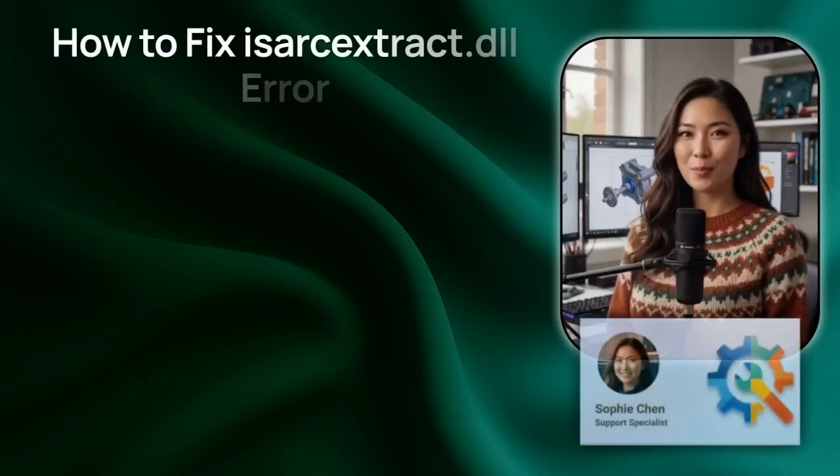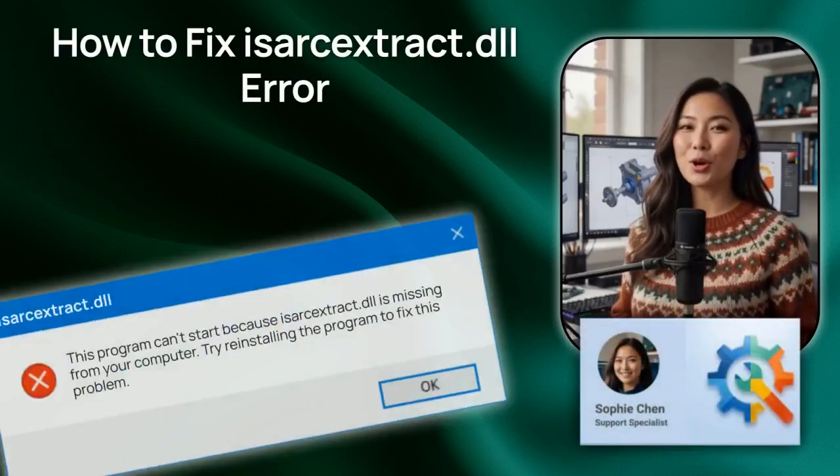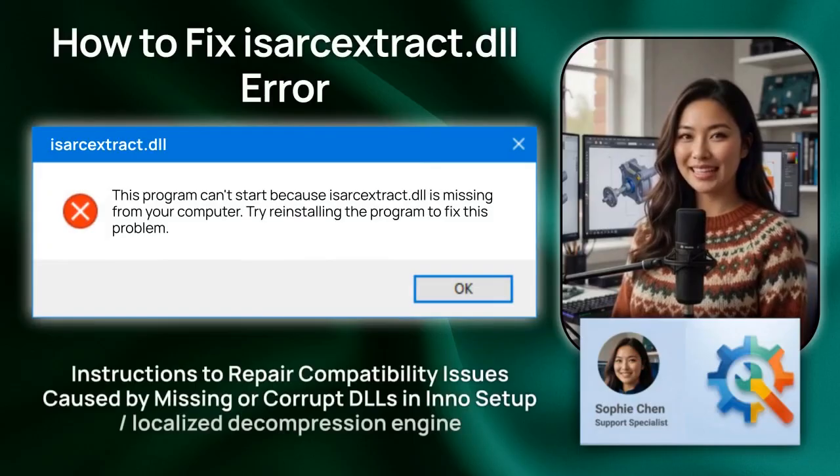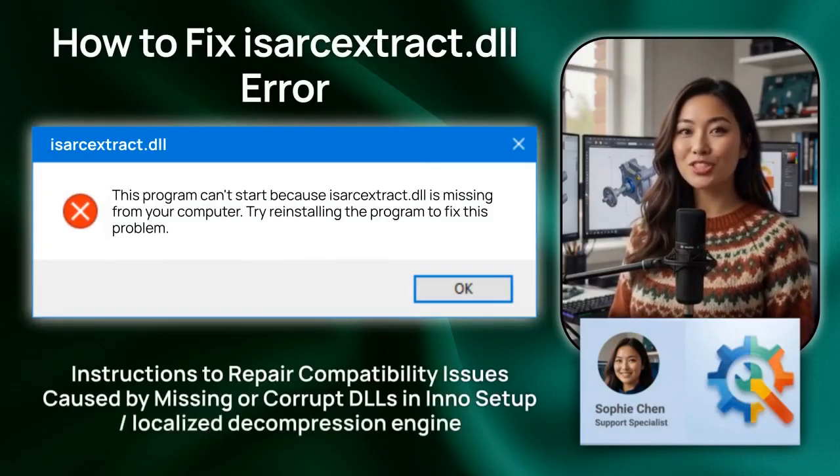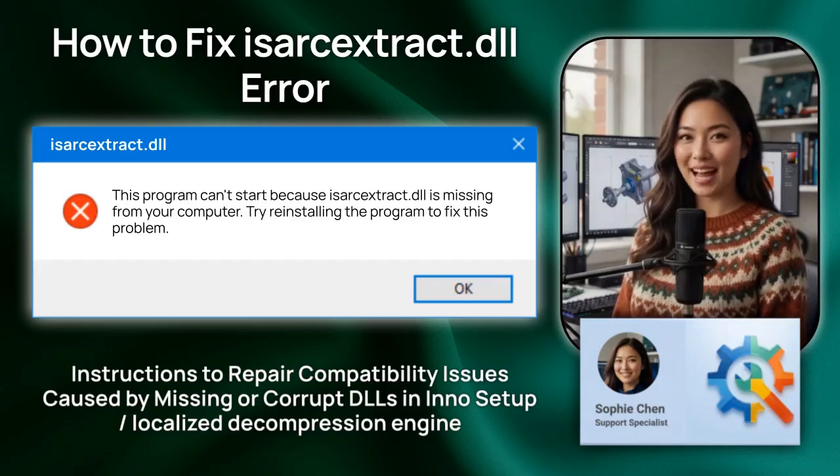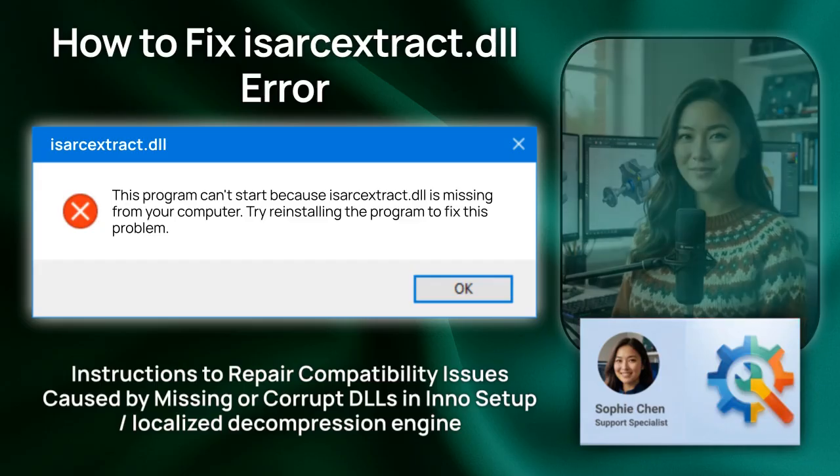Is your productivity stopped because Inno Setup, a localized decompression engine, can't find the Isarcextract.dll? I'm Sophie Chen, a senior Windows support engineer. Let's identify the gap and fix it with an automated solution.